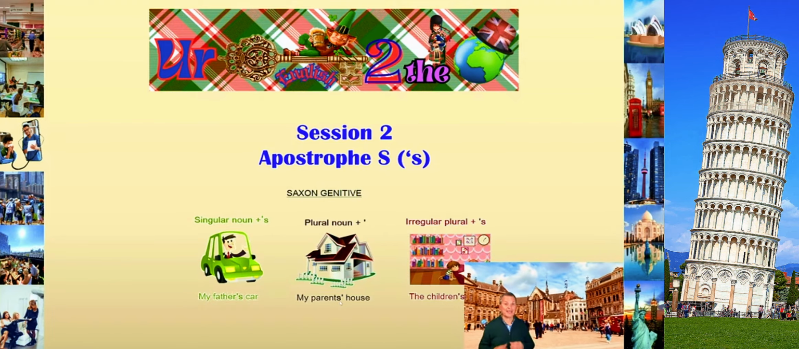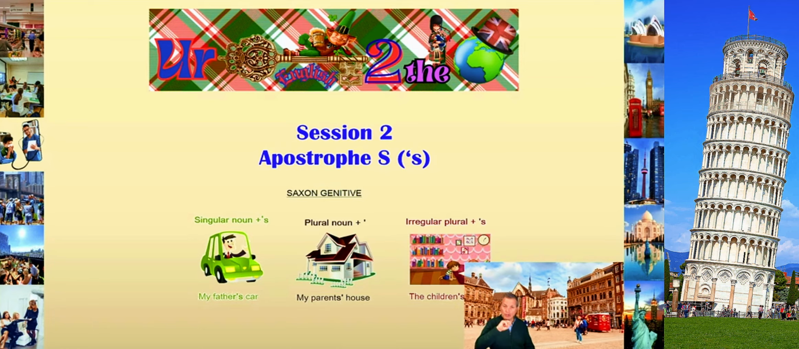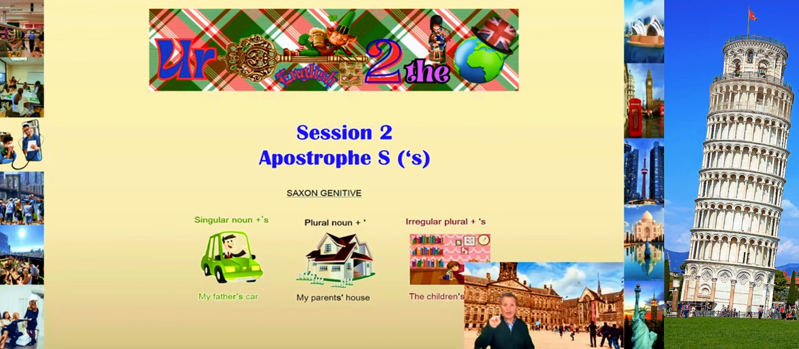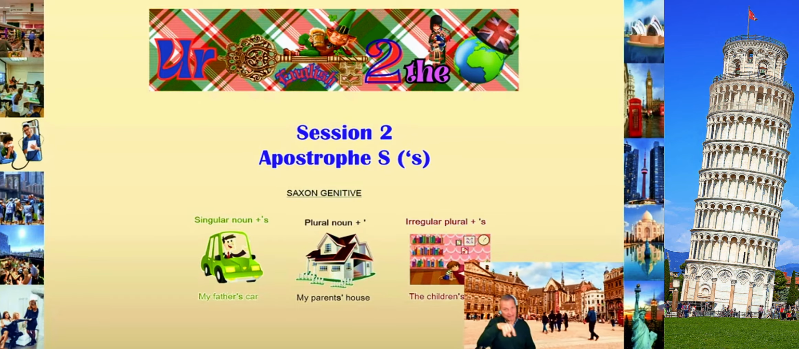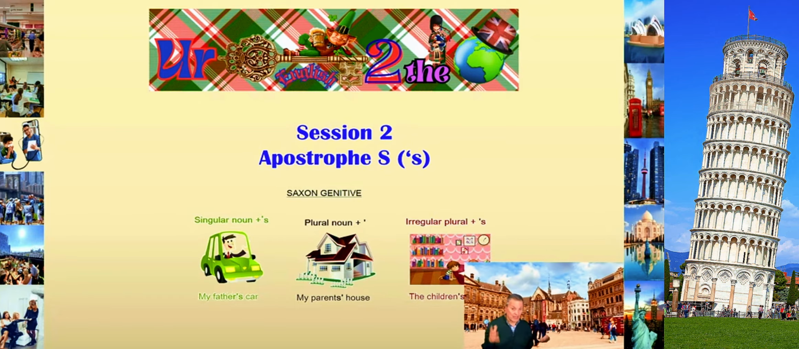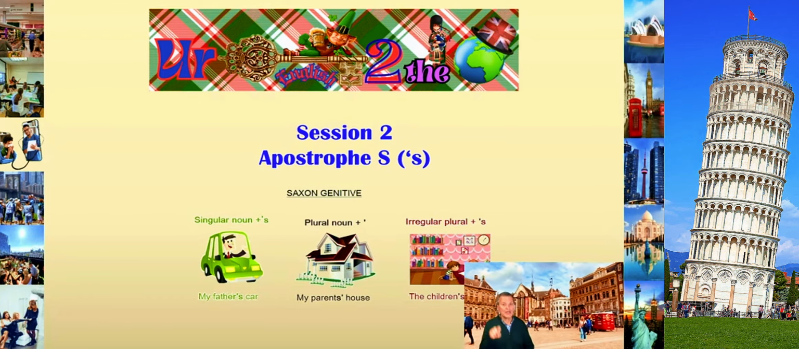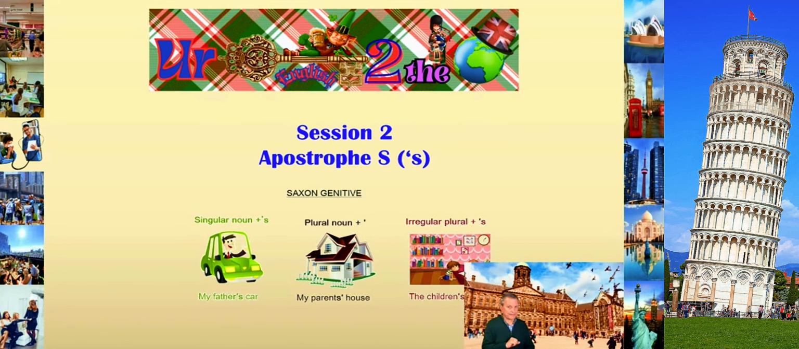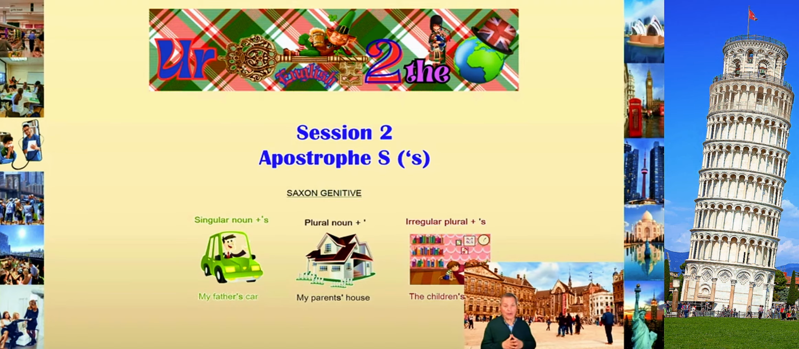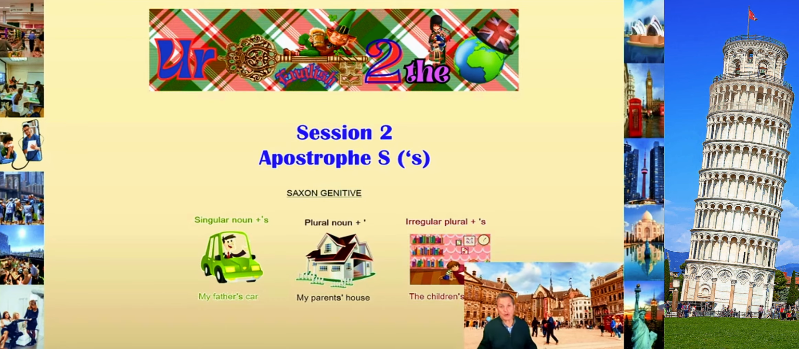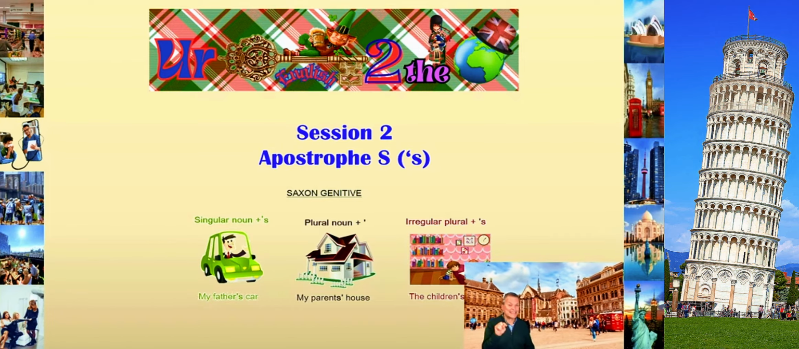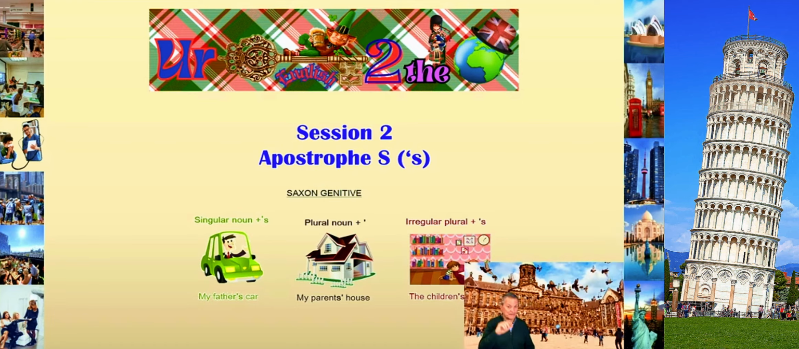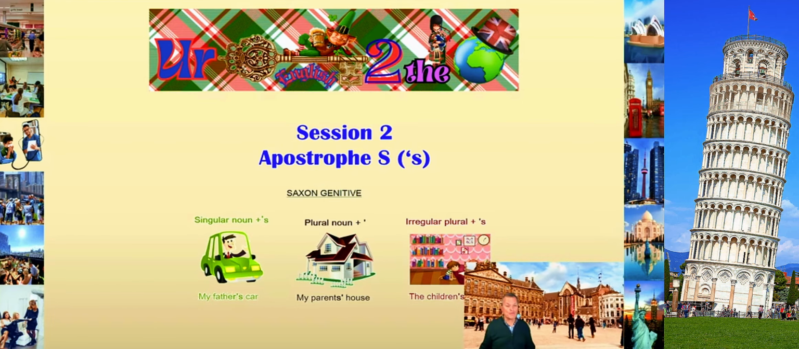When it's plural ending in S, we simply write the apostrophe after the S, right? Because if you write the apostrophe S and then one more S, it's difficult to pronounce, right? For this reason, when it's plural ending in S, we write the apostrophe after the S. So, my parents' house. And when we are working with irregular plurals, there's no problem, because they don't end in S, and as a consequence, it's easy to pronounce. So we simply write apostrophe S, like in the children's room.